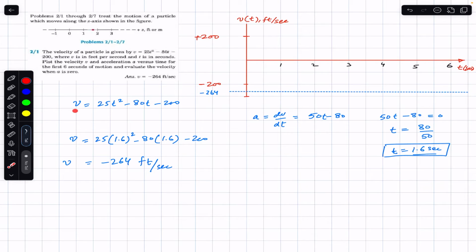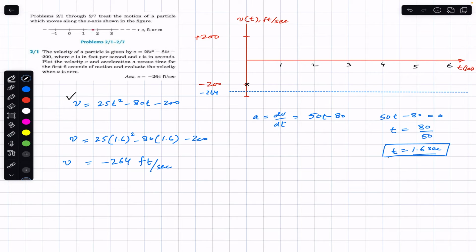Now we want to plot this velocity as a function of time on this graph. If we put t equals 0 in this equation, then we will have minus 200. So when t is equal to 0, the velocity is minus 200. So the first point is minus 200. This is the y-intercept of this velocity as a function of time.